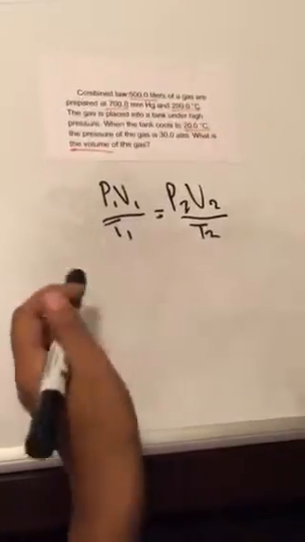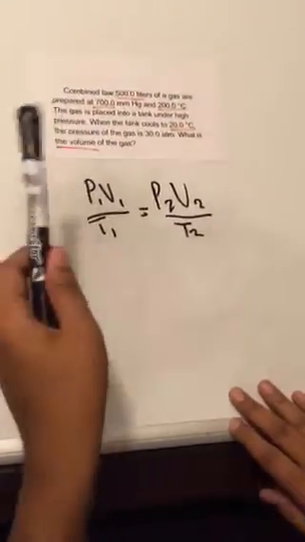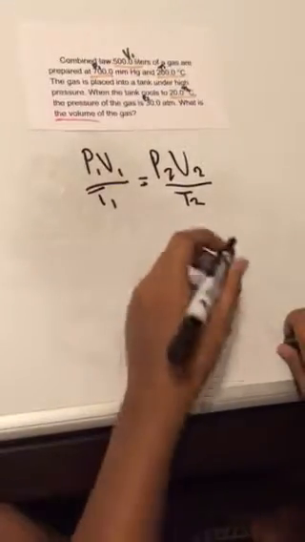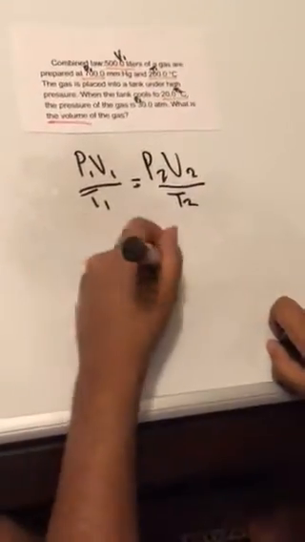So now we're doing the combined law, which is Charles' law, Gay-Lussac's law, and Boyle's law all combined. And for this, we have our volume 1, our pressure 1, our temperature 1, temperature 2, and we also have our pressure 2. So we're going to be trying to find our volume 2. As you can see, this is the equation for the combined law.